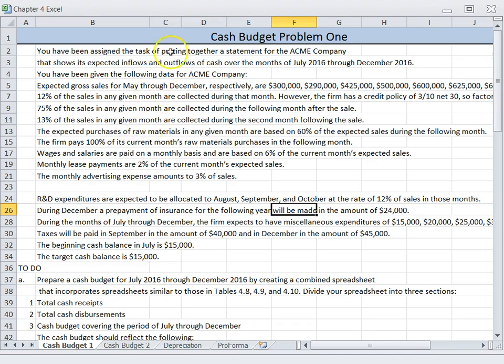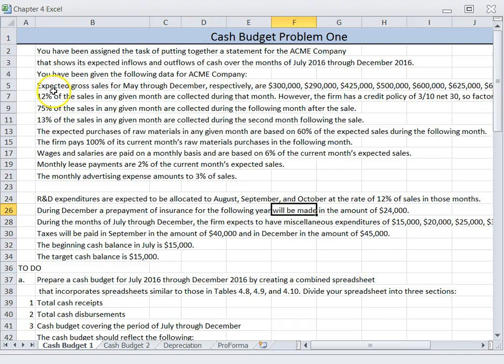So what we have here is the instructions. Well, basically think of this as more information. They're saying that you've been assigned a task of putting together a statement for the Acme company that shows its expected inflows and outflows of cash over a 3-month period, July to December, and you have been given the following data. Okay, so expected gross sales for May through December, and they list 290,000, 425,000, 500, 600, 625.